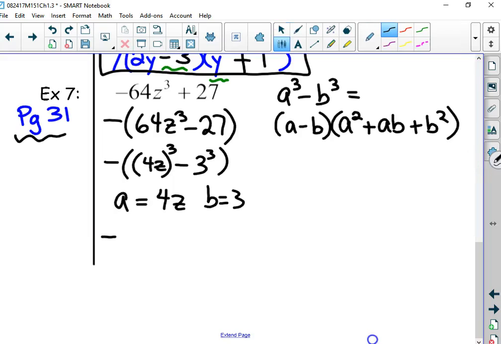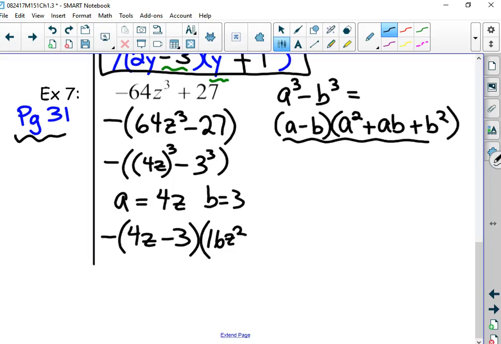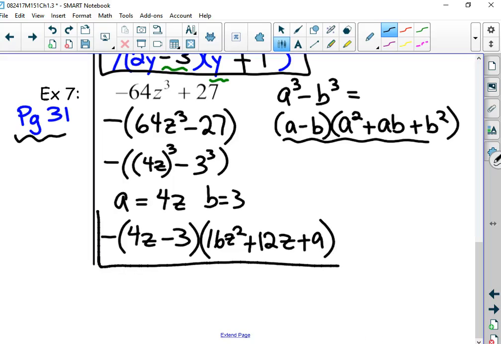So here's my negative, and here is a minus b. I'm just substituting into that pattern, and then 4z squared is going to be 16z squared. A times b will give me 4z times 3, or 12z, and then b squared is going to give me 9. I'm done. All right.